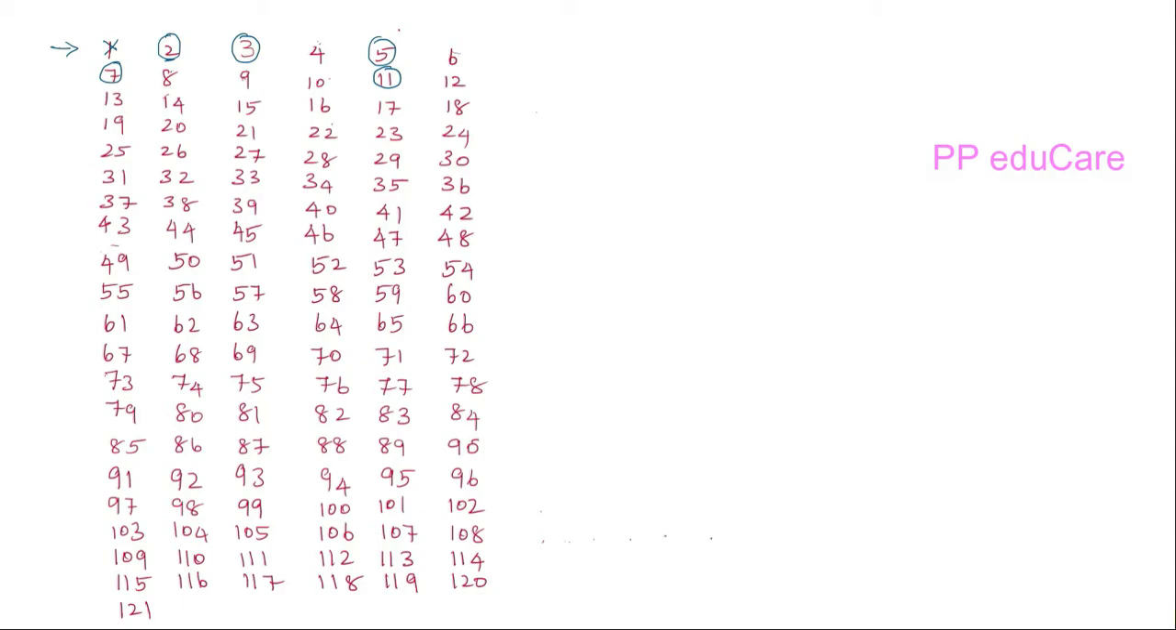Look at the second column. 2 is a prime number and all the numbers below 2 in the second column are divisible by 2. So therefore, cross out all these numbers except 2. Now look at the fourth column. Here all the numbers in the fourth column are divisible by 2. So therefore, cross out the entire fourth column.